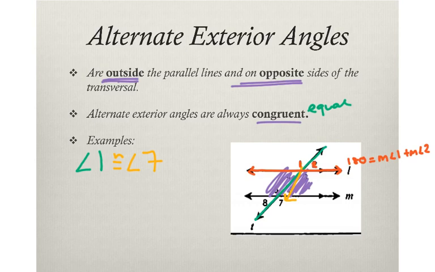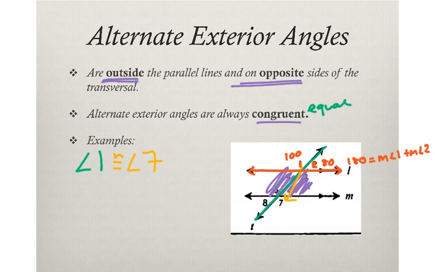Okay? Angle 1 could be simply 100 degrees. Okay? Meaning angle 2 would have to be 80 degrees. They're not congruent then. That is why you have to go down to the other line. Okay? Outside the parallel. Okay? And alternate side, so opposite side of the transversal.